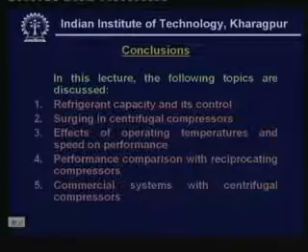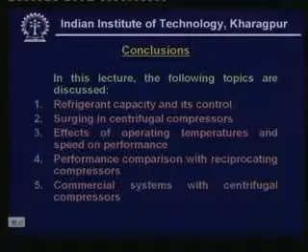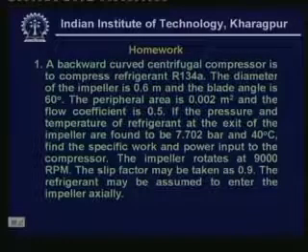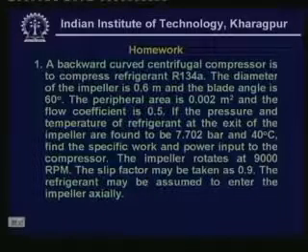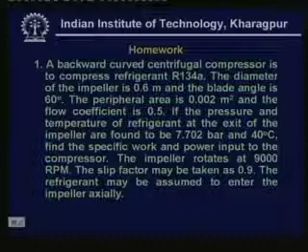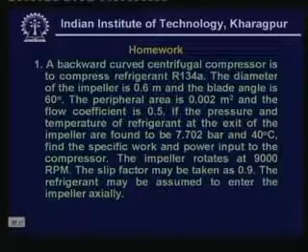And as I have already mentioned, with this lecture I complete my talk on compressors. Okay. So before I leave off, let me give a homework problem. The problem is like this: a backward curved centrifugal compressor is to compress refrigerant R134A. The diameter of the impeller is 0.6 meter and the blade angle is 60 degrees. So this is not a radial curved blade, so you have to keep that in mind. And the peripheral area is given to be 0.002 meter square and the flow coefficient is 0.5.